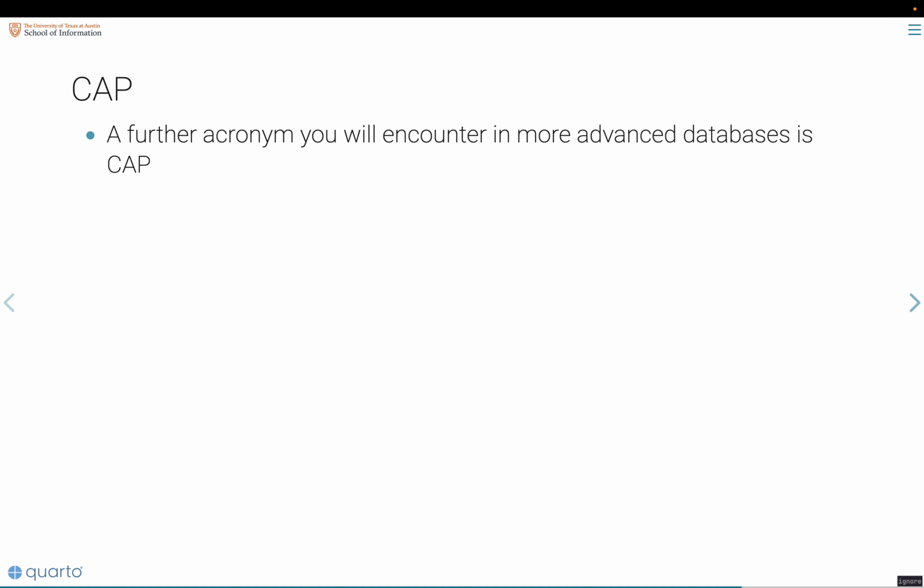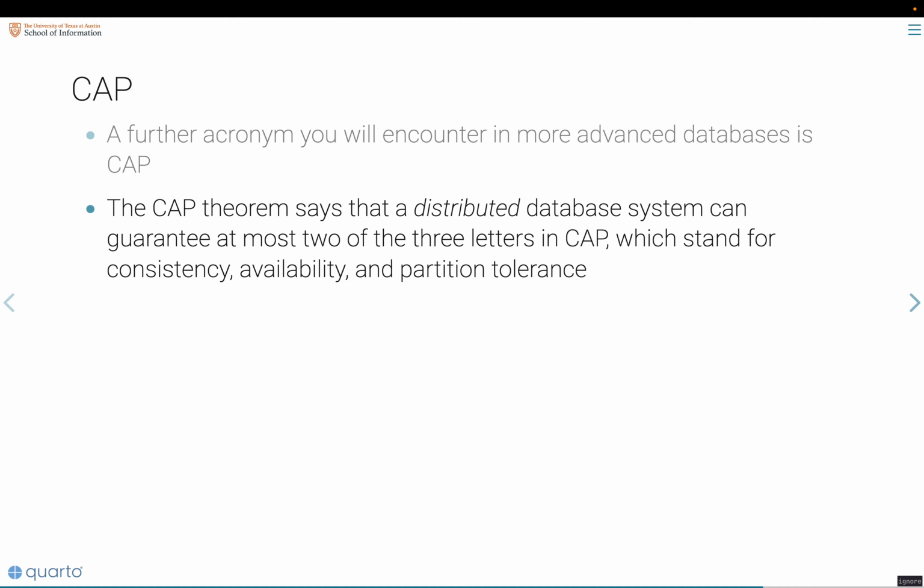Okay, now another term that you're going to encounter in more advanced database classes is CAP, the CAP theorem. The CAP theorem says that in a distributed database system, so a distributed database system has the database occurring on multiple machines. So no one machine holds the entire database. Part of the database is on one machine, part of the database is on another machine.